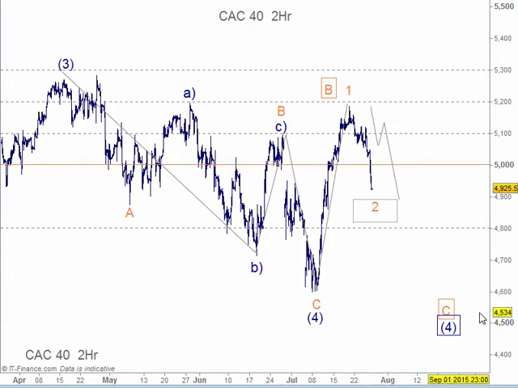But the point is that we have to stay with all of this being corrective here, because there's overlapping wave structures here, so it's definitely a corrective market. Okay, so all markets are just working across their numbers.